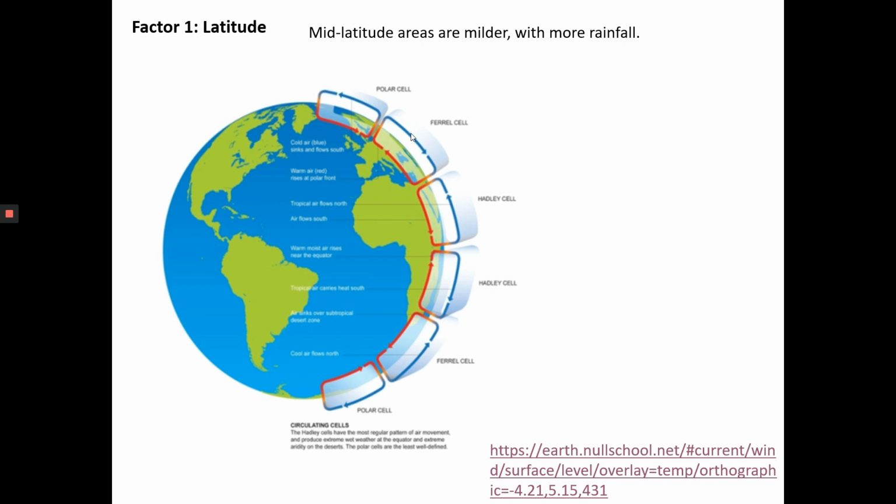So latitude, this is a whole of the UK thing. Because we are in the mid-latitudes, we tend to have a milder, temperate climate. We're not too hot, we're not too cold. And we do get rainfall because you've got this air rising between these two cells.